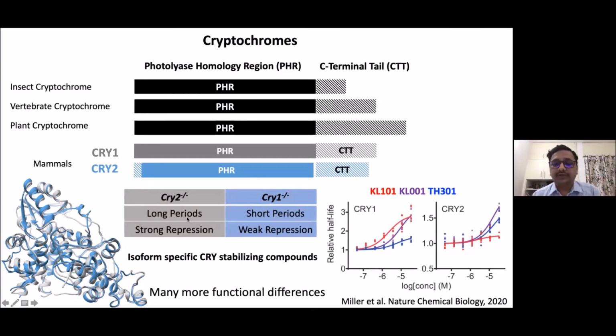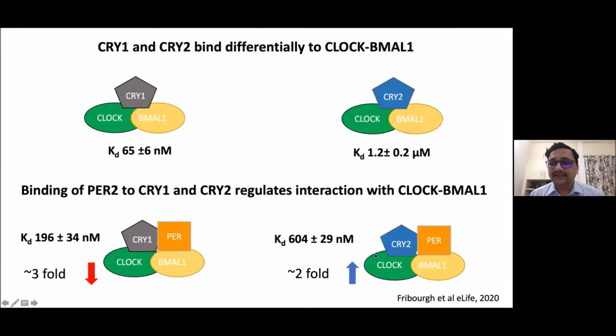As I mentioned, cryptochromes are transcriptional repressors. Now, in case of mice that do not have Cry1, or in which only Cry2 is present, they show a shorter circadian period and weak repression. There are other functional differences that do exist, but my collaborator, Dr. Hirota, was more interested in their isoform specificity towards small molecules that he was designing, and they were able to design, in fact, molecules that show isoform selectivity in stabilizing these molecules.